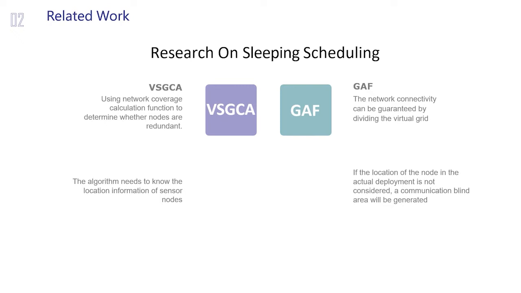GAF is a sleep scheduling algorithm based on network connectivity. Firstly, the algorithm divides the whole network area into several virtual squares to ensure that two adjacent areas can communicate with each other. It then attributes the sensor nodes to the virtual squares according to the location information. Then, by comparison, one node is selected to work among the several nodes of its virtual grid, and other nodes in the grid sleep.